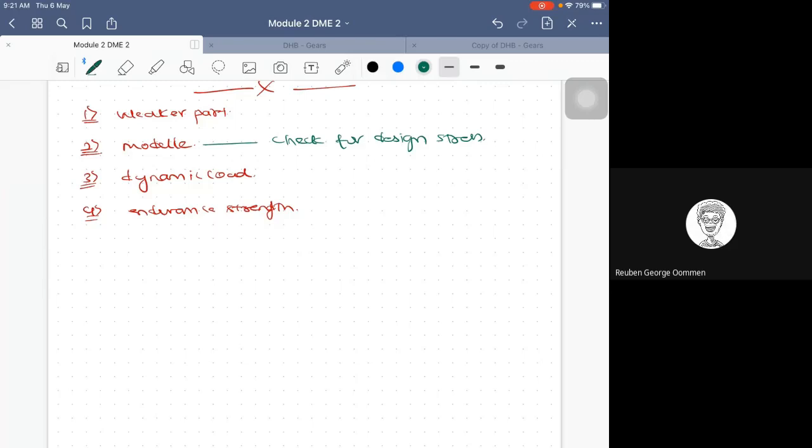If everything is okay, it's fine. The design stress value has to be less than the allowable stress value. If it is more than the allowable stress value, what is to be done? We used to increase the module. Next, we used to calculate the dynamic load and compare it with the endurance strength. Apart from all the loads, the dynamic load has to be the smaller one.